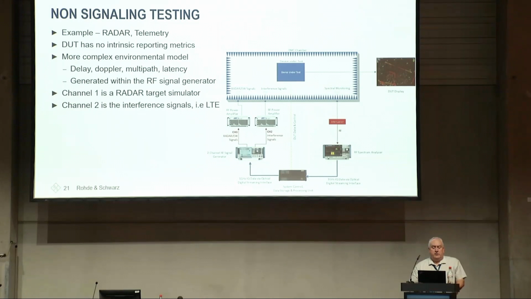The non-signaling test is something like a radar or telemetry system where we have very little information from the device itself. Radars don't typically tell you much about whether they're being interfered with or not. The DUT doesn't have any intrinsic reporting metrics. We have a more complex environmental path, and so in this case, for instance, if we're testing a radar, we would have a radar target generator which makes the radar think it's actually seeing targets, and we'd create an interference signal at the same time.